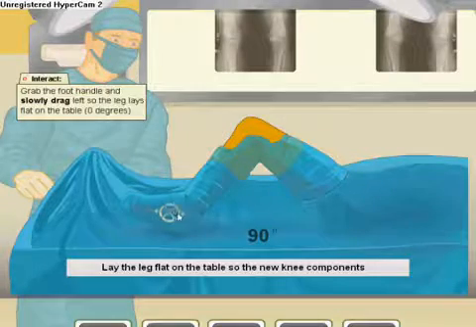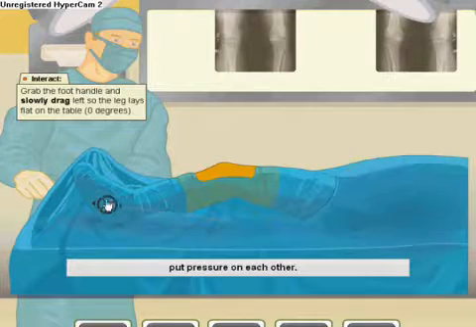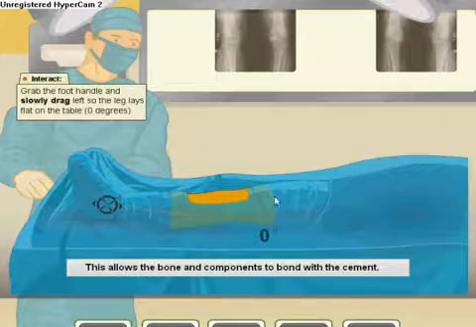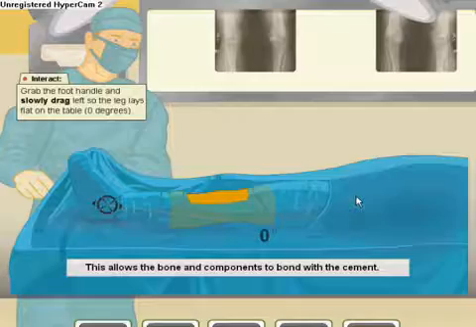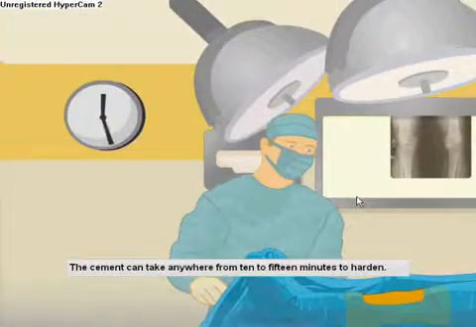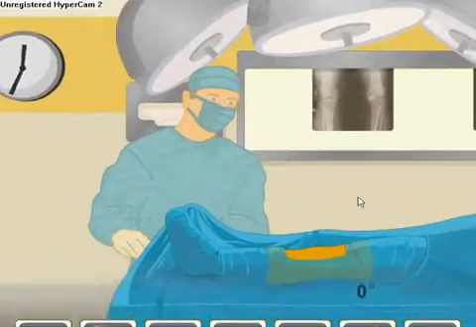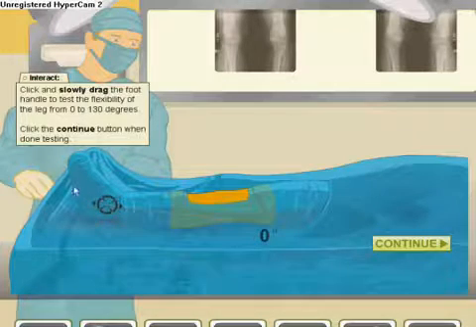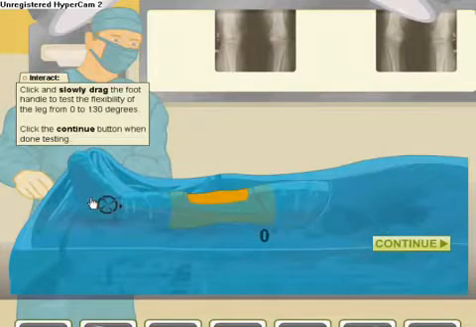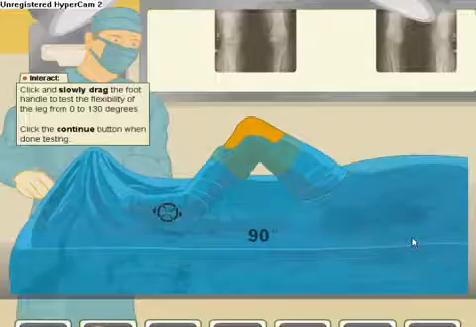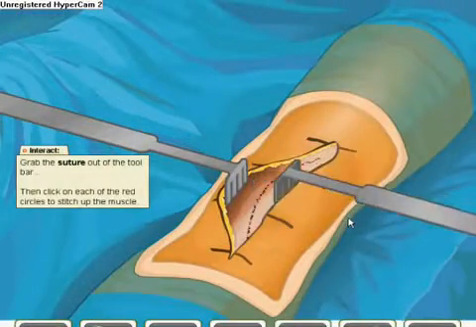Lay the leg flat on the table so the new knee components put pressure on each other. This allows the bone and components to bond with the cement. The cement can take anywhere from 10 to 15 minutes to harden. We perform our range of motion tests one final time. Our patient's new knee is looking good.